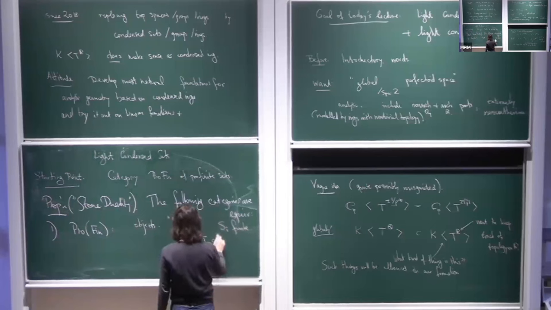And conversely, if you start with a metrizably compactly generated space, first treat it as a light condensed set and then go back, you're precisely recovering the correct topological space, basically by exactly this condition here, and because the Cantor set surjects onto any metrizable compact Hausdorff space, you recover this.